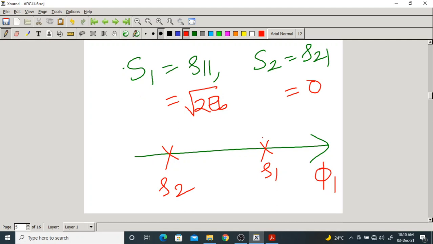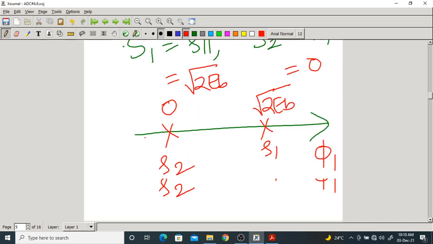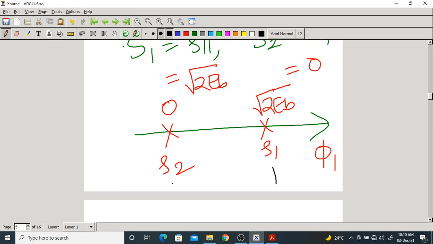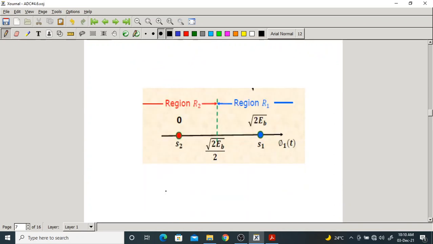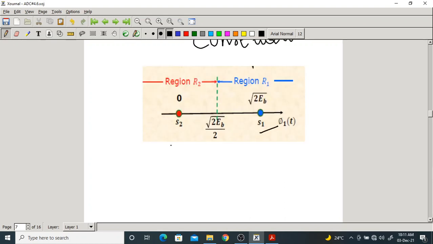So s1, what is s1? Root of 2 Eb. What is s2? 0. This is the constellation. This is the message point corresponding to bit 1. This is for bit 0. Now, this is the constellation or signal space diagram of BASK.